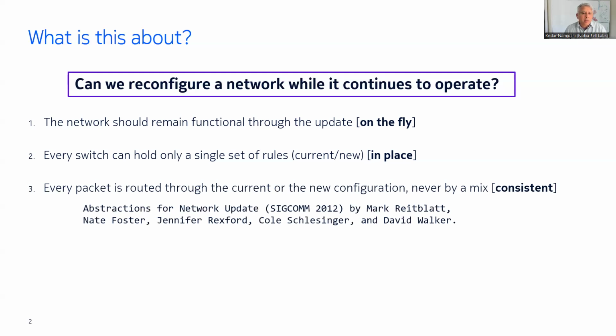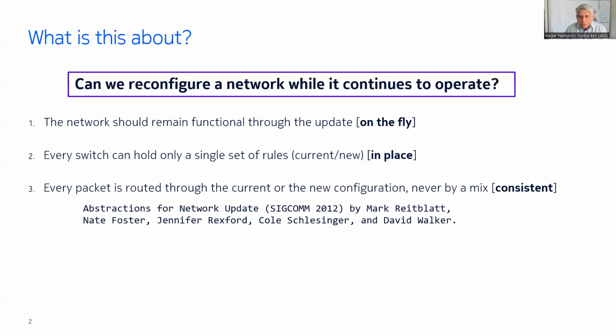The third requirement is about correctness, and what should that mean? There is a very nice paper at SIGCOMM in 2012 that proposed the following criterion, and it says that any packet throughout this update should only be routed through the current configuration or through the new configuration, but never by a mix of the two. And this makes a lot of sense because the current configuration and the new configuration have individually been analyzed and are well understood. It's only this mixture of configurations that is not well understood. So if we can make sure that packet routes fall into one or the other, then that is a good thing.